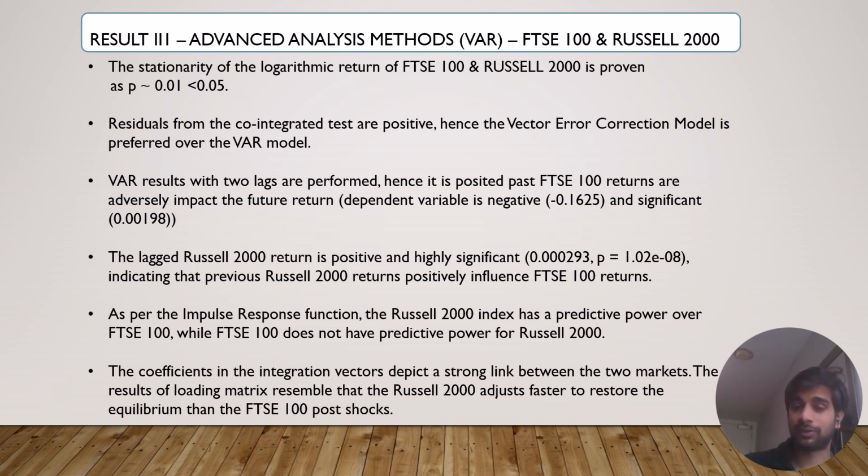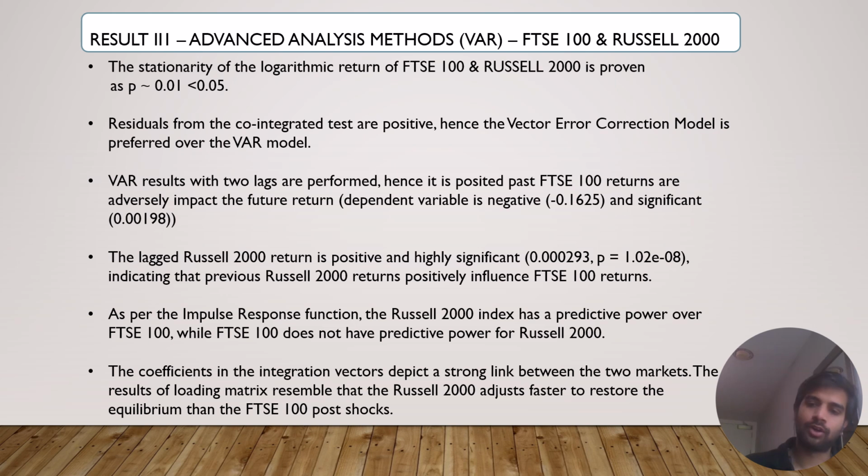As per the impulse response function, it has been shown that the RUSSELL2000 has a predictive power over the FTSE100, while the FTSE100 does not have that much effect on the small cap US stock companies. So the coefficients in the cointegration vectors show there is a strong relationship between the RUSSELL2000 and the blue chip companies of the FTSE100.